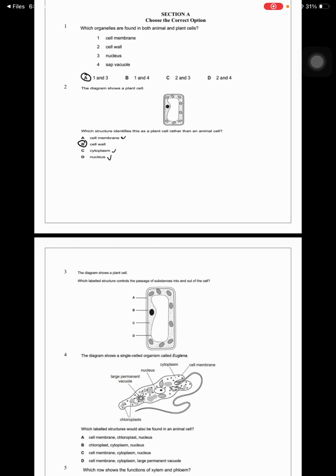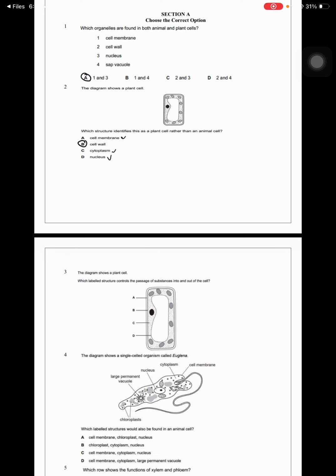The diagram shows a plant cell. Which labelled structure controls the passage of substances into and out of the cell? So what controls is called the cell membrane. It controls which substances come in and out. You might be thinking it could be the cell wall, but no, because the cell wall only provides turgor pressure and structural support to the plant. So over here we can see that this line is the cell membrane, so the answer is B.